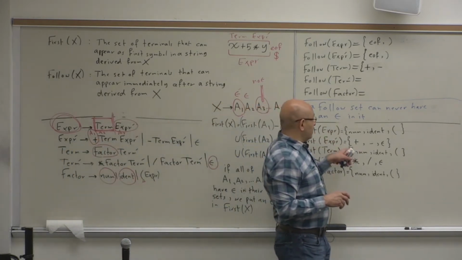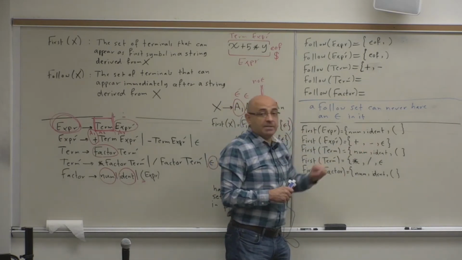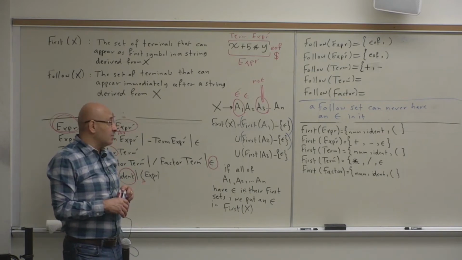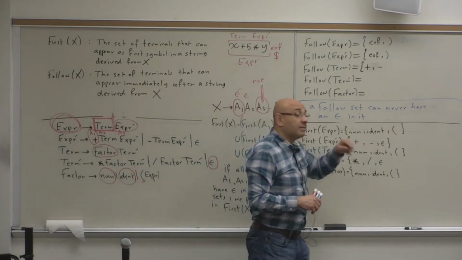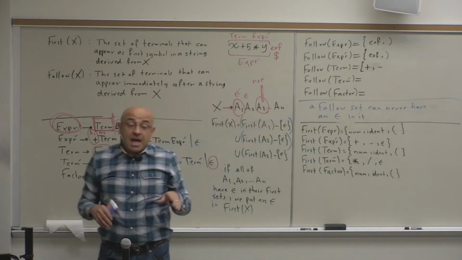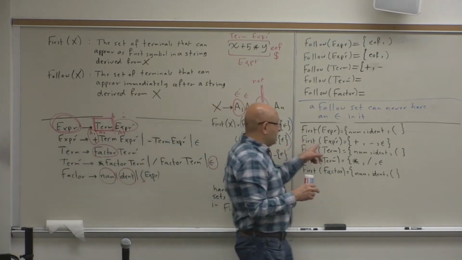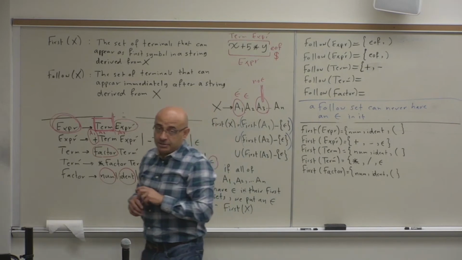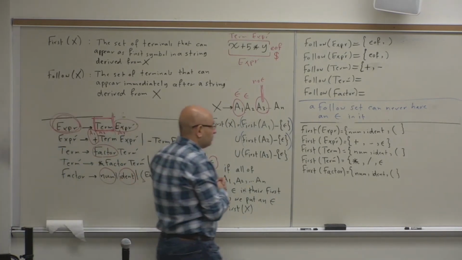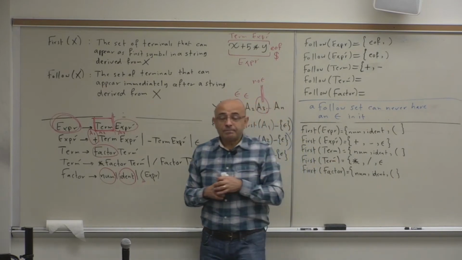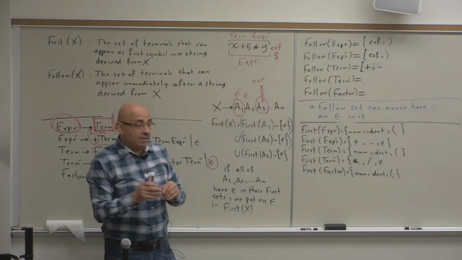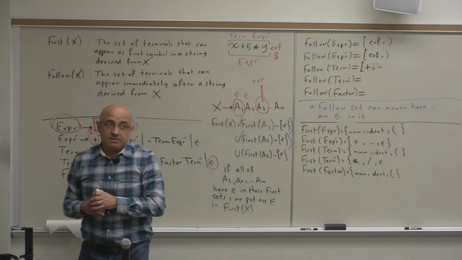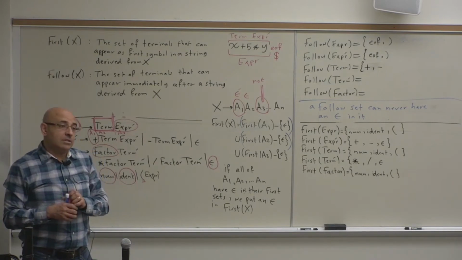While it makes sense to say that something starts with epsilon, why? Why does it make sense to say that in the first set I can have an epsilon? That makes sense, because having an epsilon in the first set means that you can substitute epsilon for this. Basically you can skip it in the derivation. So conceptually, it makes sense to have an epsilon in the first set, but it never makes sense to have an epsilon in the follow set. Any questions on this?